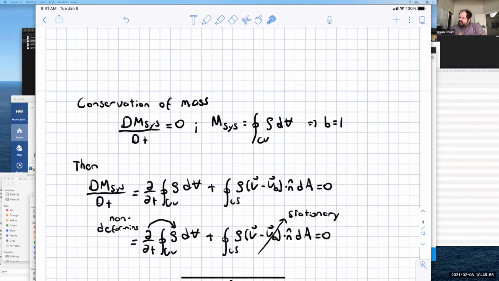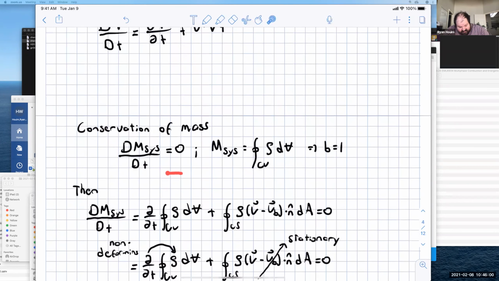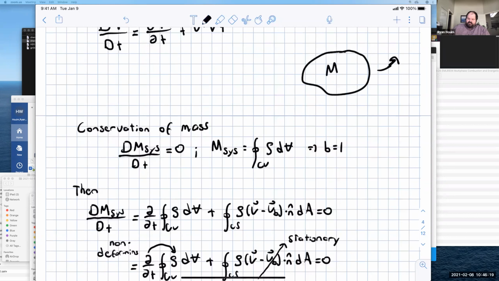With conservation of mass, the very fundamental conservation law is that the time rate change of mass of your system is equal to 0. This means if I'm following a blob through space and it is moving around, conservation of mass states that the mass of this blob as it moves through space is constant.